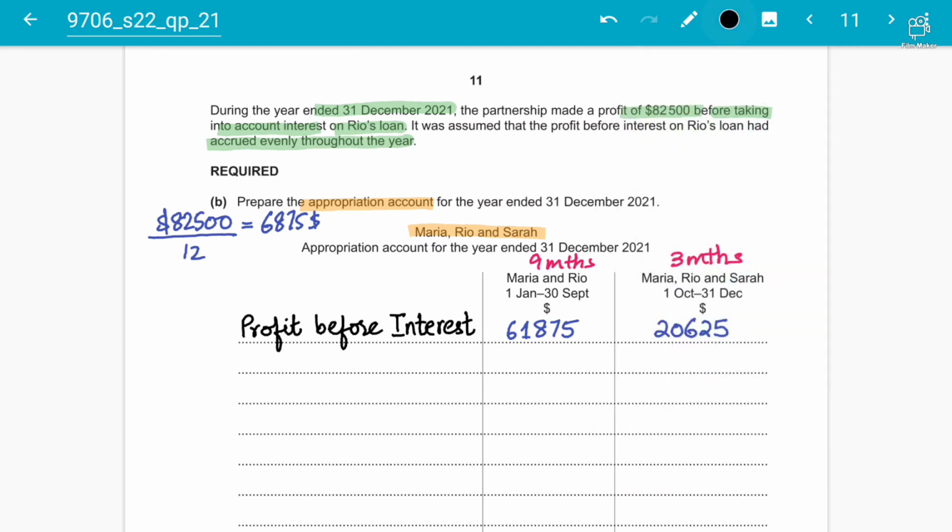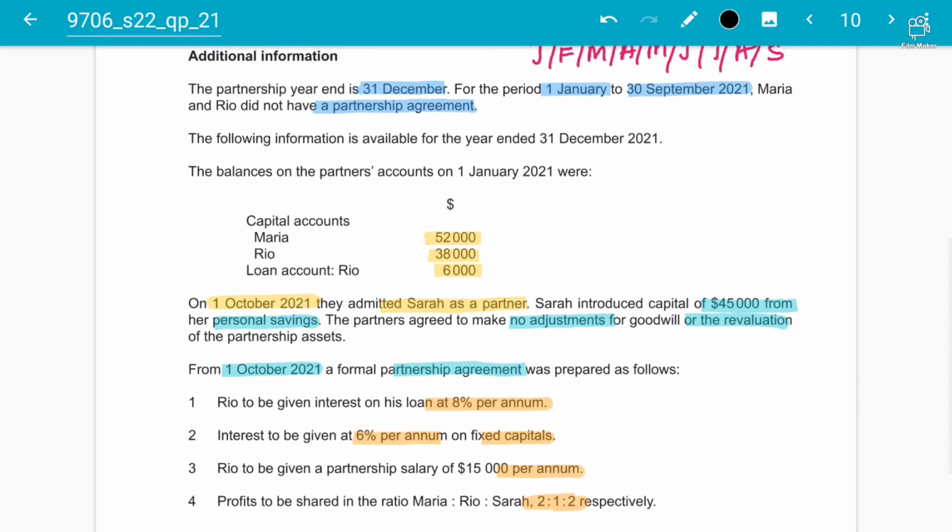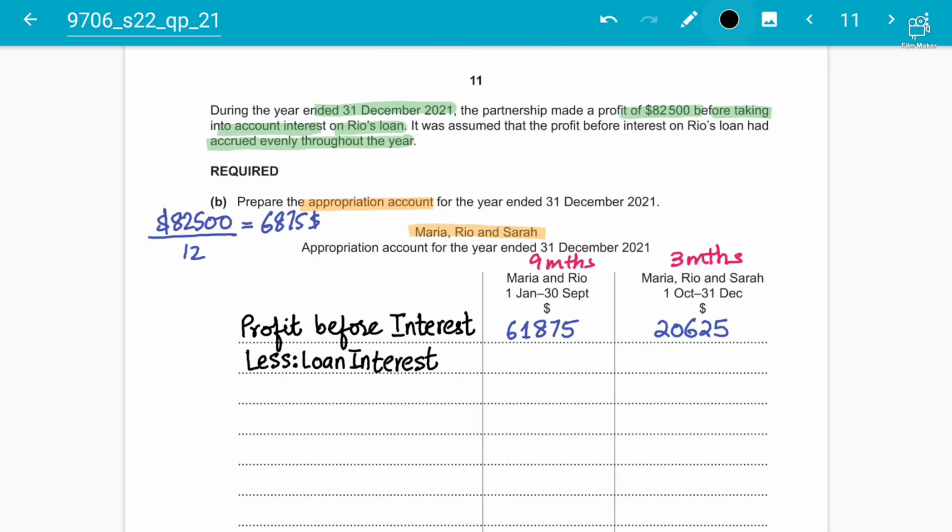Now the main thing is where the main marks lie, that is the less loan interest, okay? So you need to understand that you have to subtract the loan interest that Rio is providing. So coming back to the question, 6,000 is the loan. So let's say here that this will be 6,000 into the 5% because of partnership absence in the first 9 months from 1st January to 30th September, times basically 9/12 to get that portion, okay? So it's going to come out, if you use a calculator, $225, okay? So here you go, $225 you have to subtract.